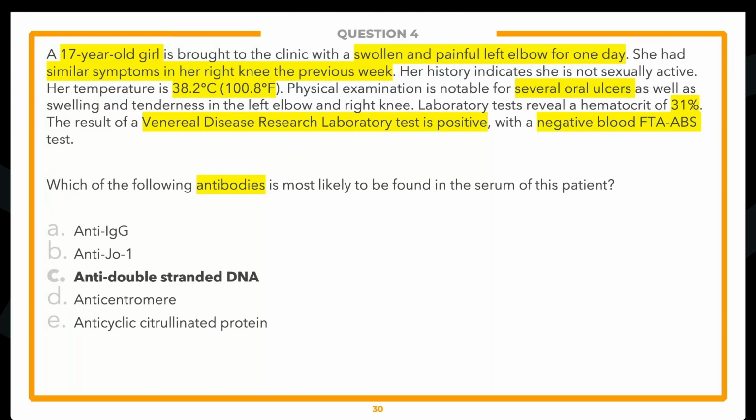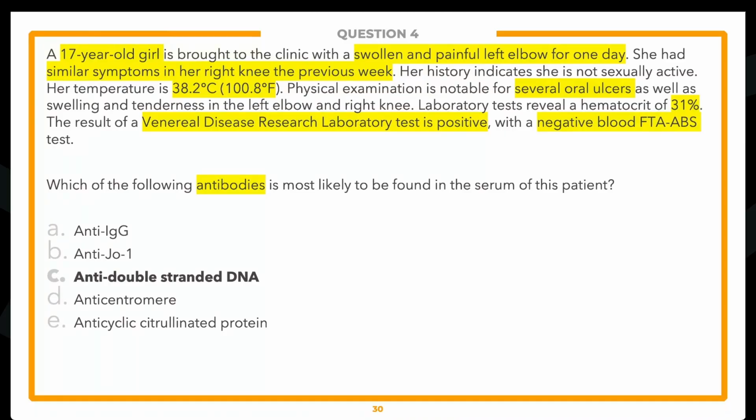What's that got to do with lupus? What's that have to do with any of this stuff? Well, people that have lupus will often have false positive VDRLs. That's kind of a classic finding, okay? So that false positive VDRL is kind of a clue here.